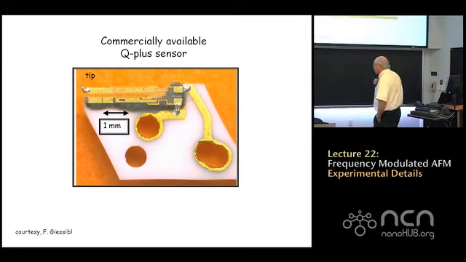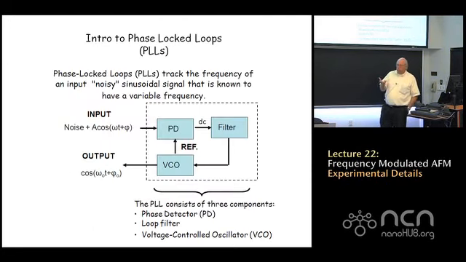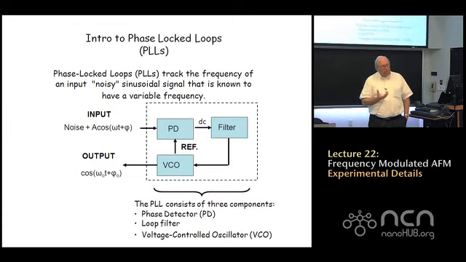It's an electrical measurement now. It's much cleaner. How do you measure frequency shifts that are small compared to, let's say, a reference frequency of 32 kilohertz? How would you do that experimentally?